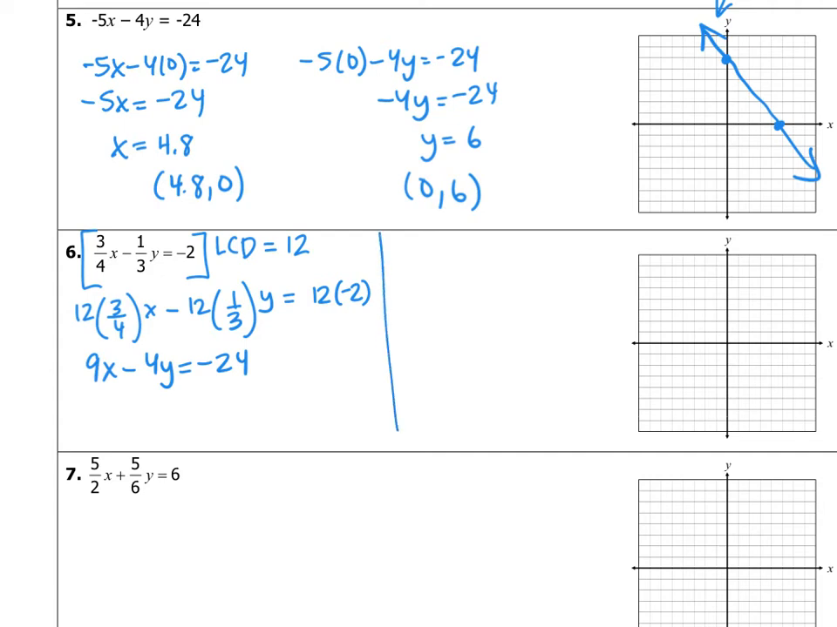Now we can find our intercepts. Actually, you know what? I'm going to do it over here. X-intercept, I'm letting y be 0. So I'm left with 9x equal to negative 24. So x would be negative 2.6 with a bar. When I find the y-intercept, x is 0, so now I'm left with negative 4y equal negative 24. Oh, that looks familiar. It's the same answer on that part. Yay. Okay, but this part's different because it's a negative.